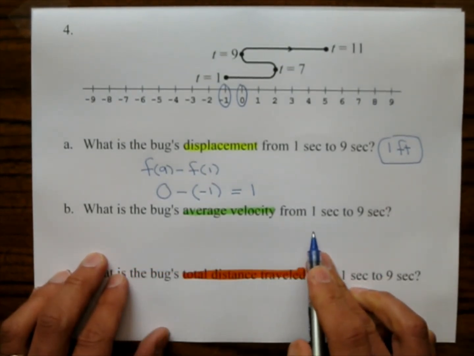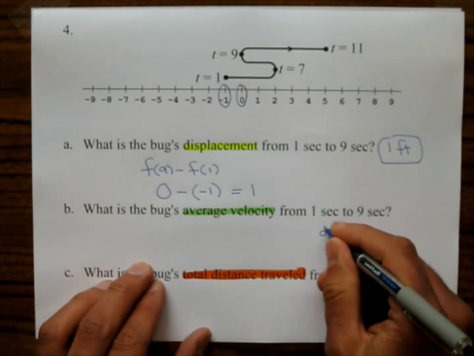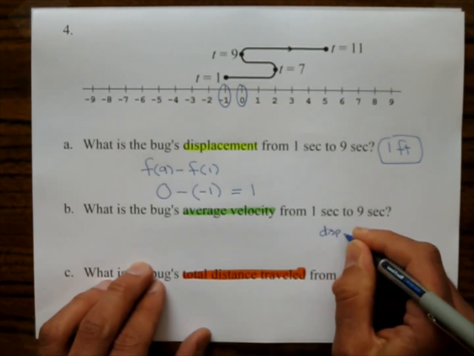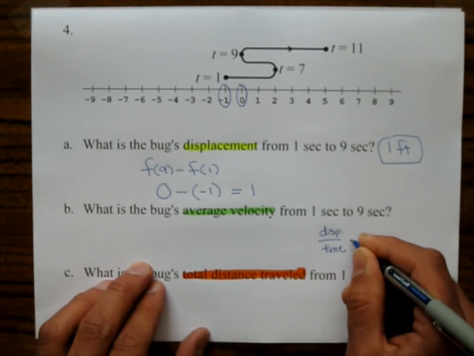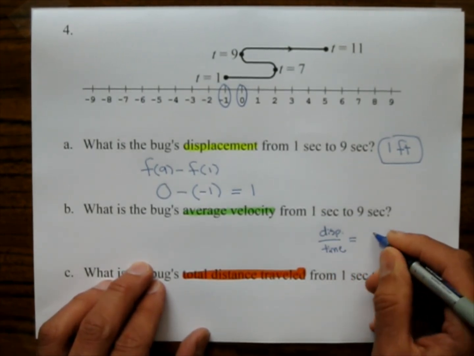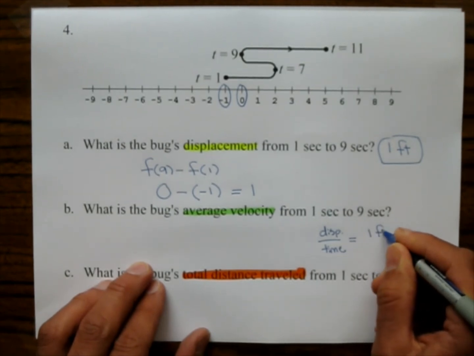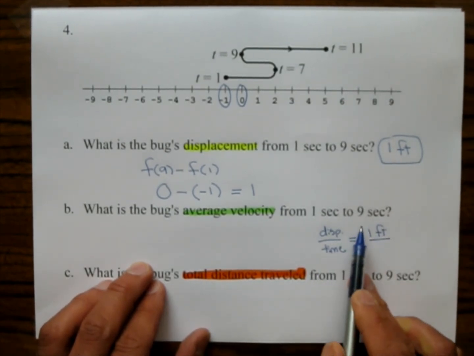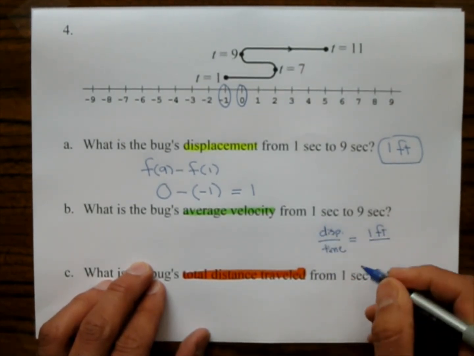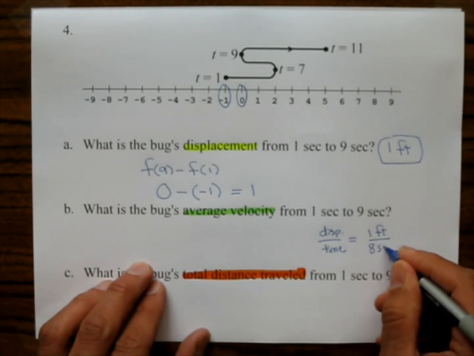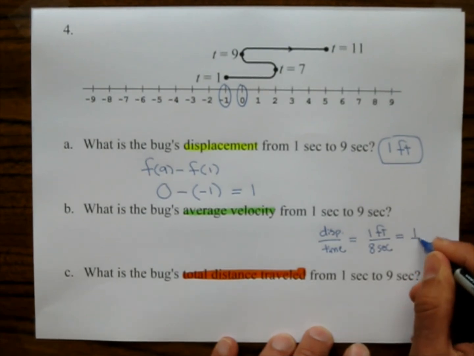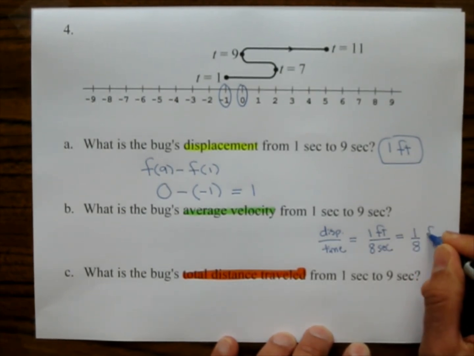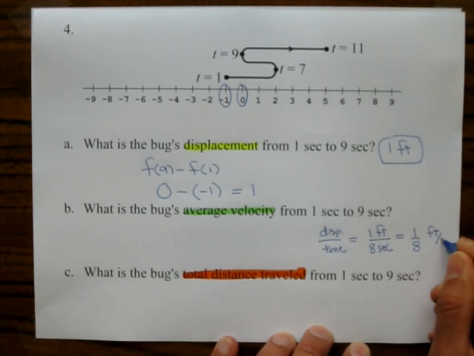The bug's average velocity. So displacement, and I haven't been writing this, but I will this time, over time. The displacement is 1 foot over the time. Well, the time between 1 and 9 happens to be 8 seconds. And so we're going to write this out as 1/8 foot per second.